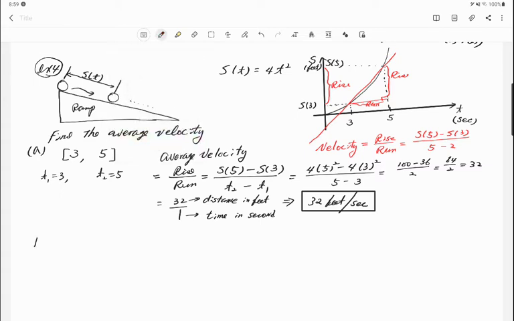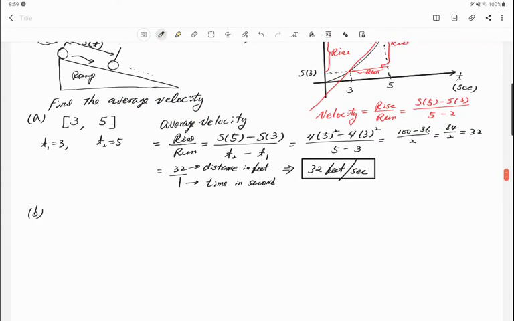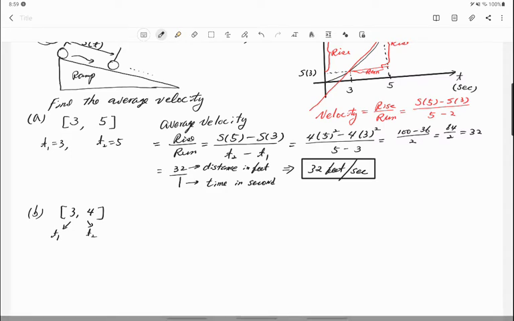Let's try letter B. The time interval is 3 and 4. So let's decrease the end time, close to the starting time. So starting from 3 seconds all the way up to 4 seconds. So let's find out the average velocity. In this case, this is T1, right? T2.